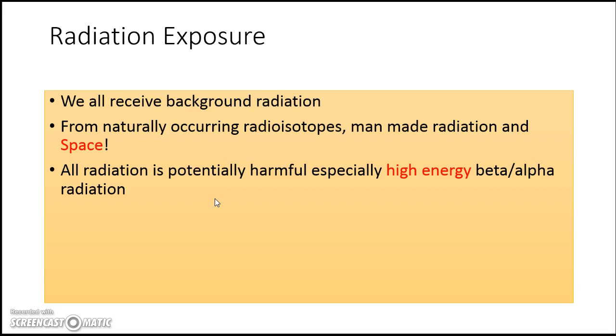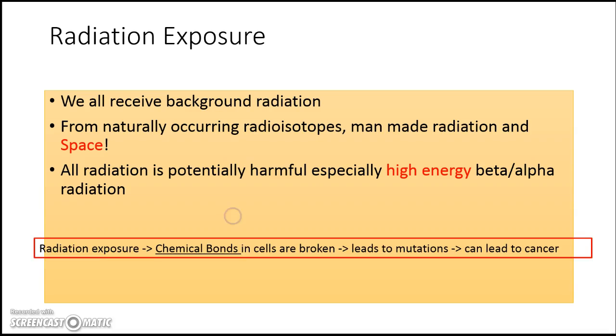Radiation exposure. So we all receive background radiation, but where does this come from? So you need to know that it comes from naturally occurring radioisotopes or man-made radiation, and it can come from space. So all radiation is potentially harmful, especially high energy beta and alpha radiation. It's really good that alpha radiation can't penetrate through the skin because that is the most toxic radiation out of the 3.